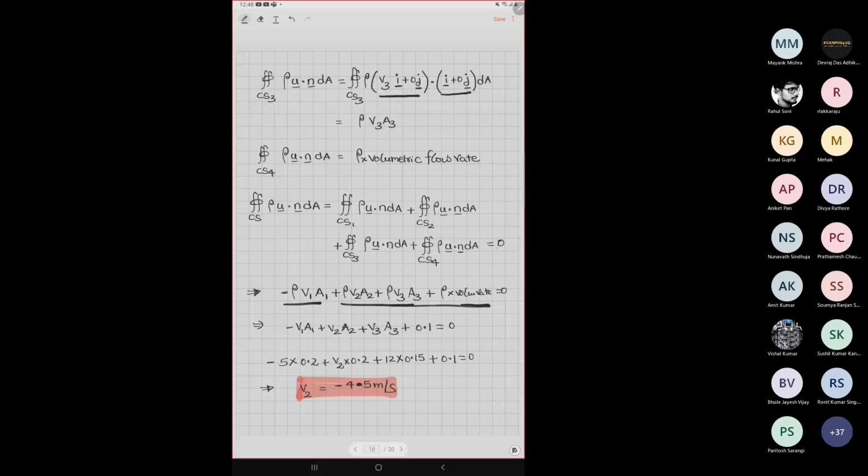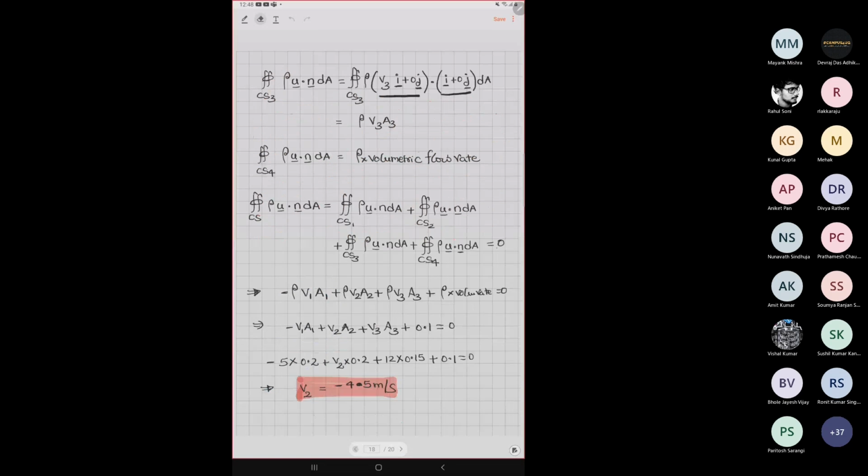A generic version we have developed. Rho is constant throughout the system, so rho cancels out. Minus 5.2 plus V2 multiplied by 0.2 plus 12 multiplied by 0.15 plus 0.1 is equal to 0. You simplify it and you will get V2 equal to minus 4.5 meter per second. This is the liquid velocity coming out of the system. Is that clear, guys? Hello? Yes. Wonderful. This is the generic way you apply the mass conservation principle.